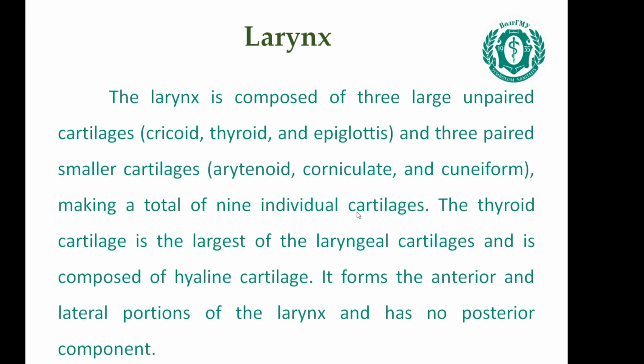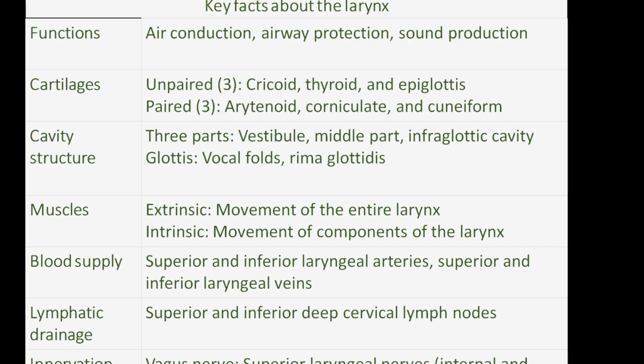The larynx is composed of three large unpaired cartilages, cricoid, thyroid, and epiglottis, and three paired smaller cartilages, arytenoid, corniculate, and cuneiform, making a total of 9 individual cartilages. The thyroid cartilage is the largest of the laryngeal cartilages and is composed of hyaline cartilage. It forms the anterior and lateral portions of the larynx and has no posterior component.